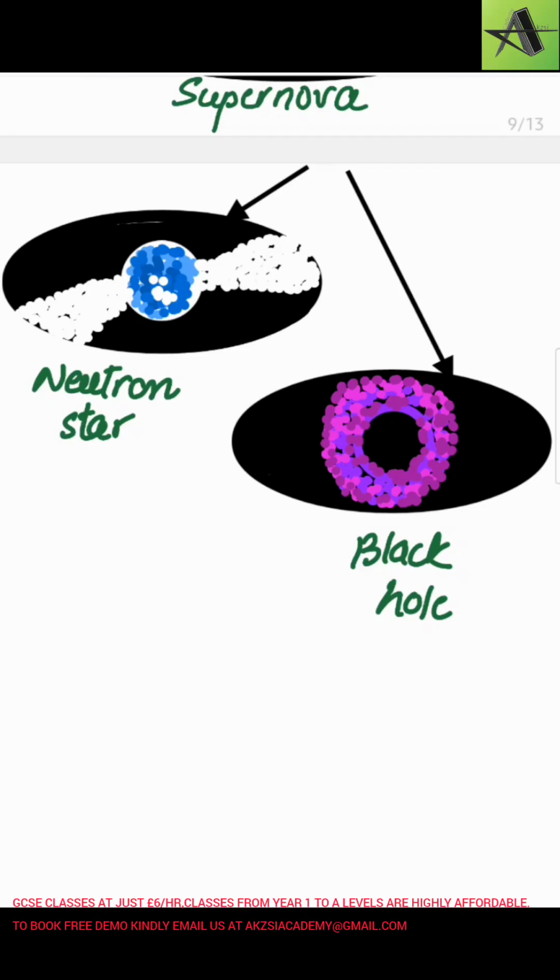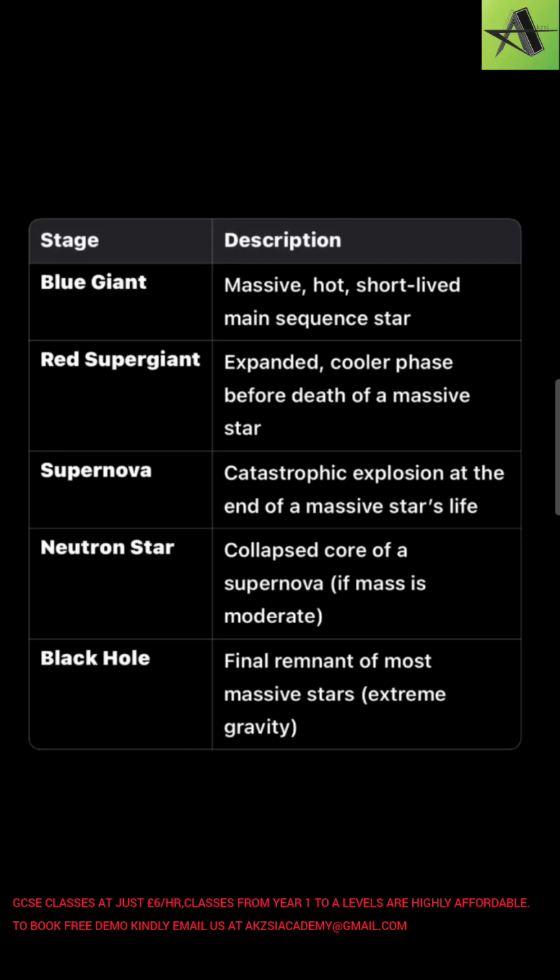They reach up to 50 solar masses. Now let me show our summary table. You can see here the blue giant, which is a massive, hot, short-lived main sequence star. Then it enters a red supergiant, which is the expanded, cooler phase before the death of a massive star. Then it's a supernova, which is a catastrophic explosion at the end of the massive star's life. Then a neutron star is the collapsed core of a supernova if the mass is moderate, which is 1.4 times to 3 times the sun's mass. And a black hole is the final remnant of the most massive stars, where the core remnant is greater than 3 times the sun's mass.